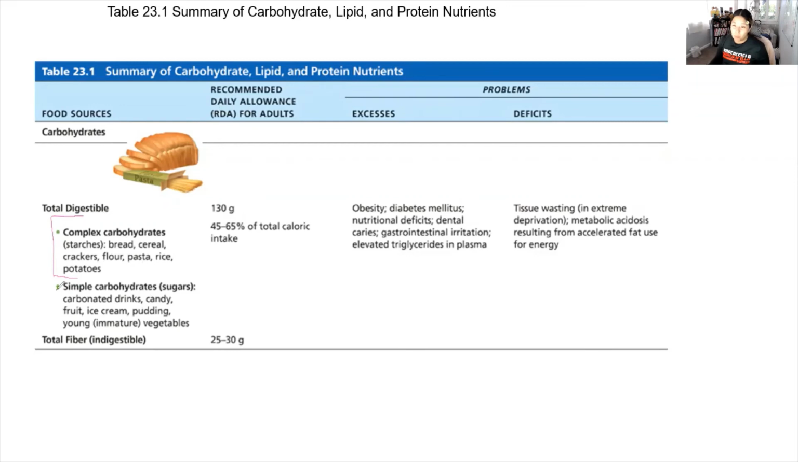They break down much more slowly than simple carbohydrates. Simple carbohydrates are monosaccharides and disaccharides. They're very small sugars, and if they're monosaccharides, there's really no digestion involved. You will drink that soda full of monosaccharides that'll go down into your stomach and small intestine and just get right absorbed because it doesn't need to be broken down anymore. So complex carbohydrates take long to be broken down, while simple carbohydrates, no, not long at all. We get simple carbohydrates from those sodas, from carbonated drinks, from candy, from fruit, from ice cream, from pudding, and some immature vegetables.